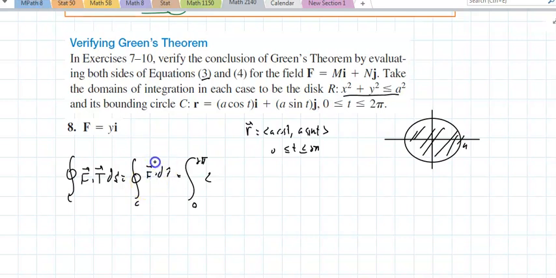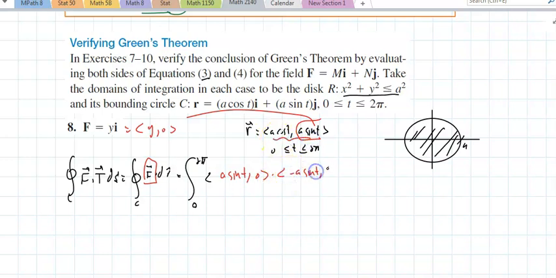So for this problem, f happened to be (0, y), 0. So what's the y component plugged in? That would be a sine of t, 0, dotted with dr. dr is negative a sine of t, a cosine of t, dt.